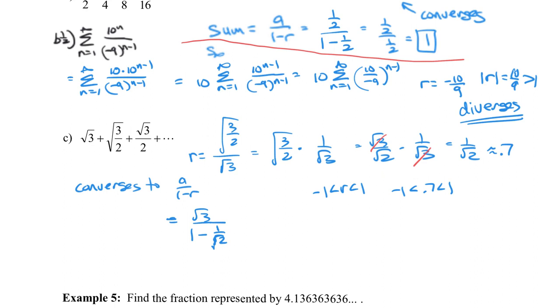We can fix it easy enough by multiplying by 1 in the form of the square root of 2 over the square root of 2. So if we multiply here in the numerator, we're going to get the square root of 6, right? So we get the square root of 6 in the numerator. In the denominator, we're going to have to distribute. So the square root of 2 times 1 is the square root of 2. And then the square root of 2 times 1 over the square root of 2 with a negative is just going to be minus 1.